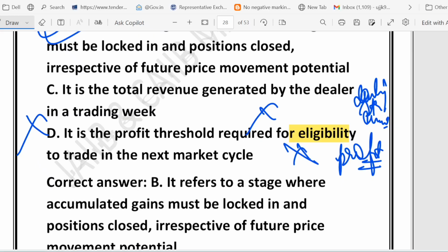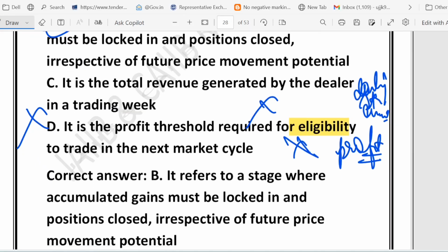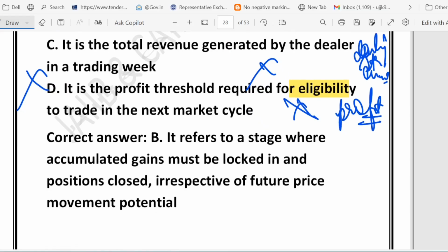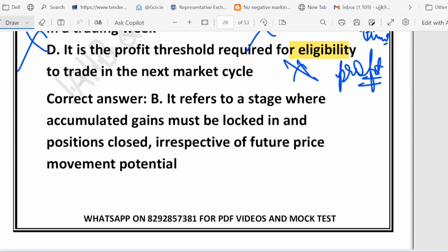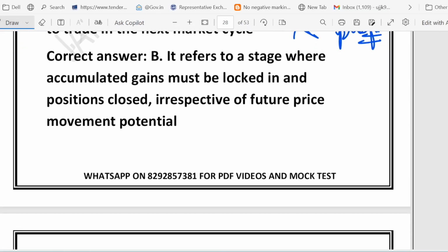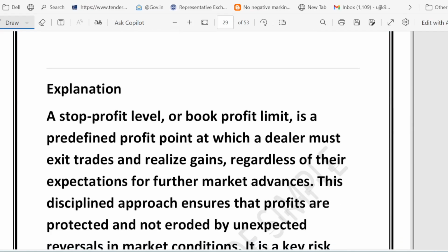Think of it like playing a game. You have won a good amount before you get greedy and lose it all. You decide, bas, I'm cashing out now. That is your stop profit. So I hope it is crystal clear now.